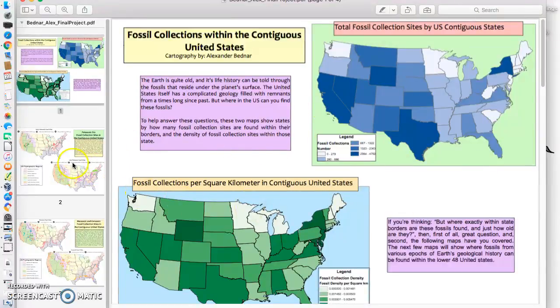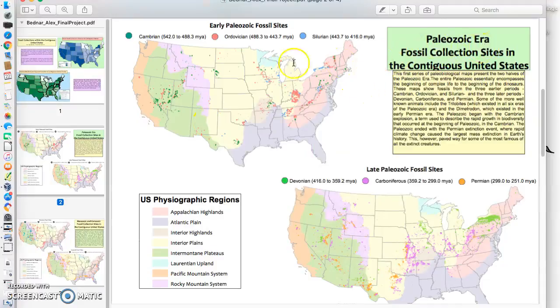However, I wanted to go more specific, because as mentioned before, I tried to map out fossil sites from each region. The second portion of my project is of the Paleozoic era. The Paleozoic era encompasses the Cambrian to the Permian. This is essentially almost the entire history of most complex life. It starts in the Cambrian explosion, which was a large explosion of biodiversity in Earth's history, and ends in the Permian extinction, which was the greatest mass extinction in the history of our planet.